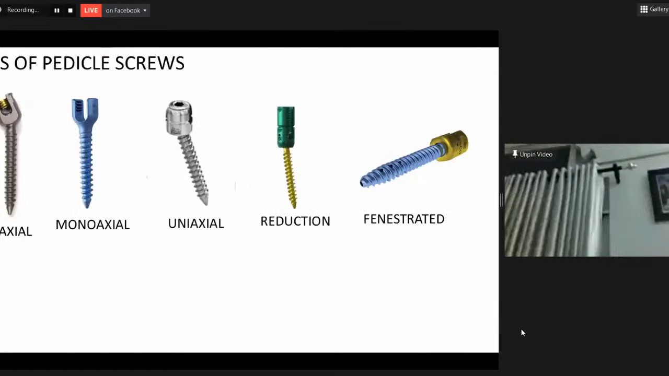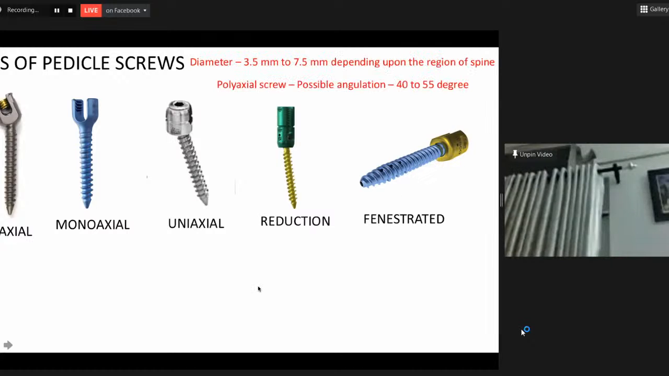Now, these particular screws may be of different varieties. It may be polyaxial, where it can rotate in multiple axes. It may be monoaxial, it may be uniaxial, it may be a reduction screw. You can see this head, or tulip, is quite long, so when you try to tighten it, it pulls the thing upward. And there may be a fenestrated screw, which can be used for putting cement in the osteoporotic spine. Diameter varies. It may be from 3.5 millimeter to even 7.5 millimeter. The polyaxial screw gives you liberty to adjust with the rod, and this liberty may be in the range of almost 40 to 60 degrees.